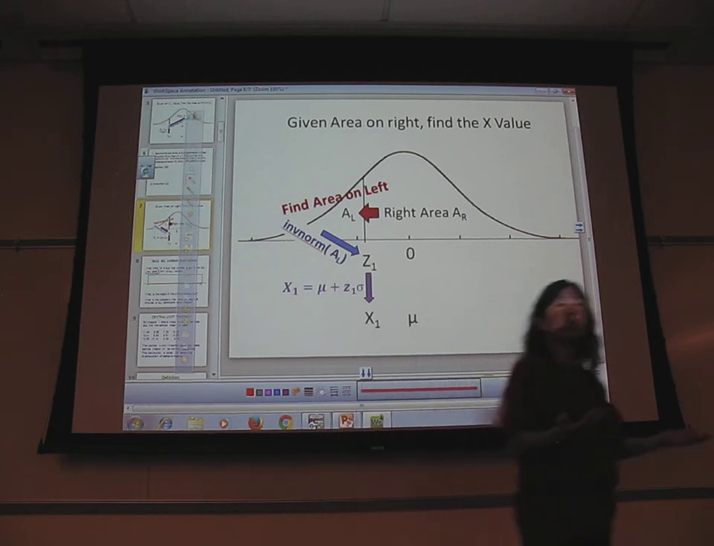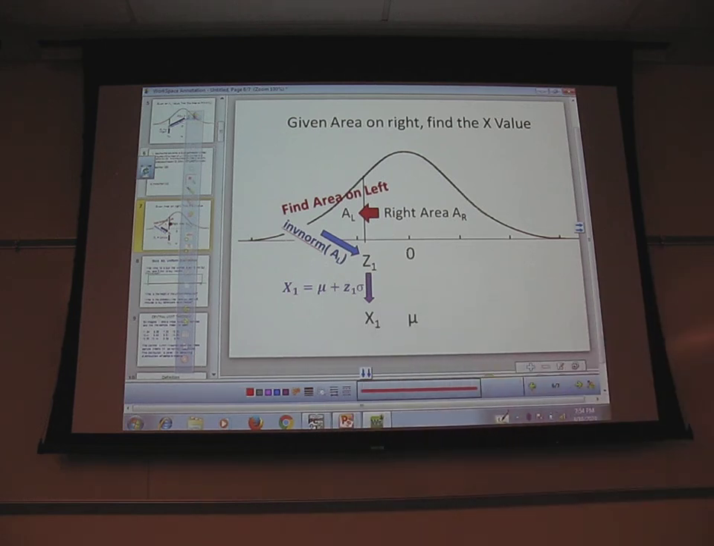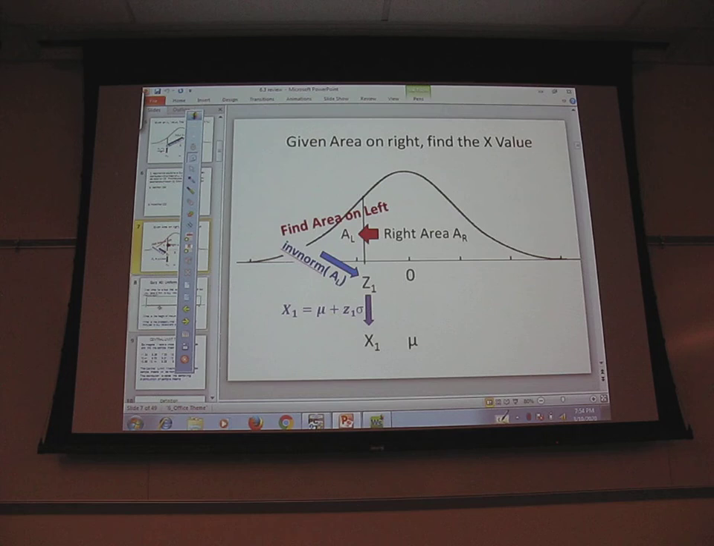So find the area on the left, that's your first step. Maybe it's given to you, or maybe you need to find it. Then use the inverse norm of that area to find the z-score that splits this into that area on the left and that area on the right. And then, last step is find the x value that goes with that z-score. Good, we did a couple of those last class. You have a couple of those in your homework, I think.